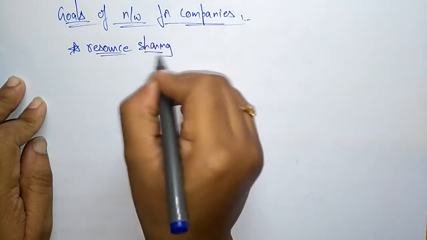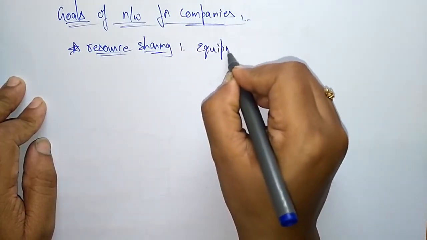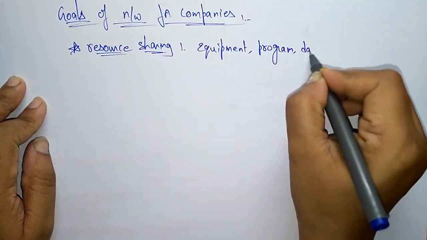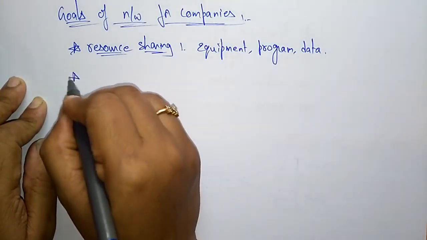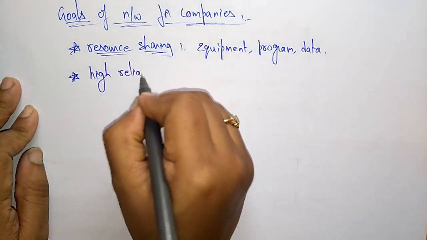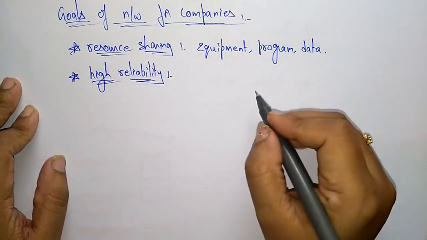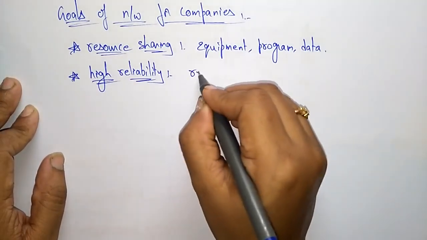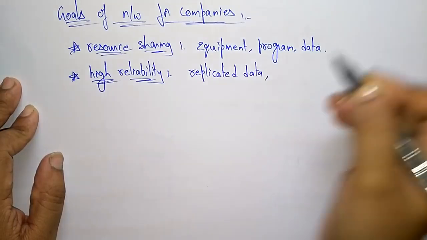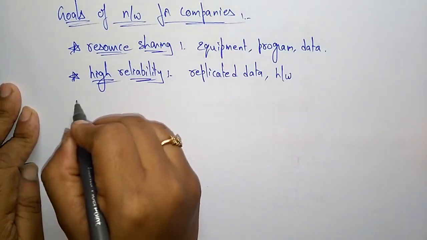In which way are the resources shared? Here the equipment, programs, data, everything is shared. The next goal is high reliability. In which sense is the network highly reliable? Because the data is replicated, so many backups will be there, and the hardware is highly reliable.